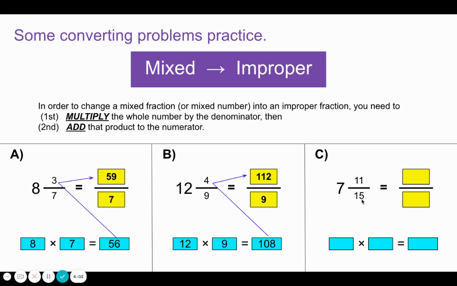This last one would be 15 times 7, which would be 105, and then you add that back to the 11, and you get 116. And remember, the denominator stays exactly the same.